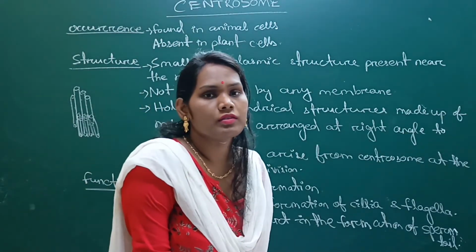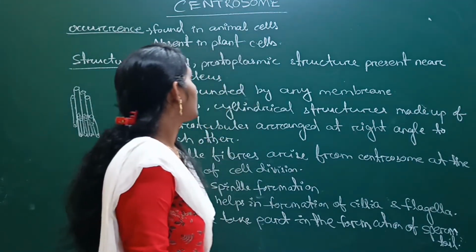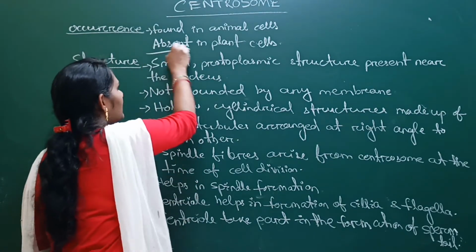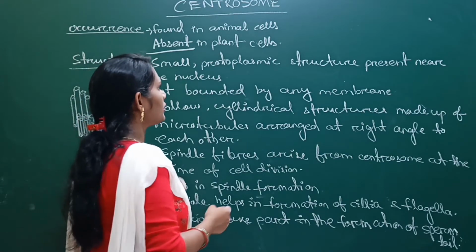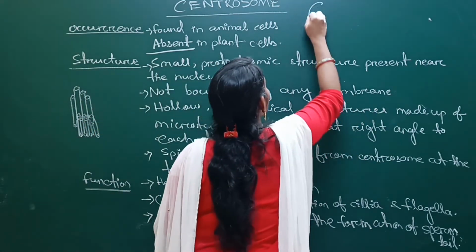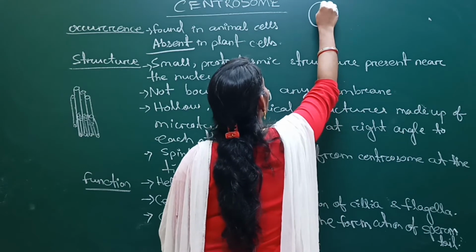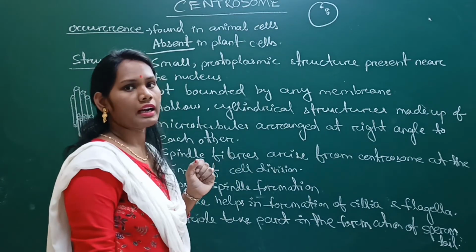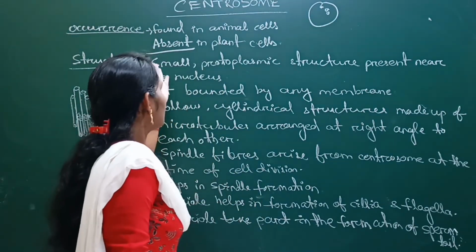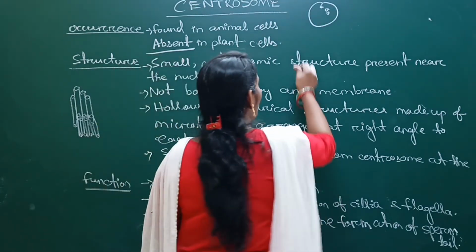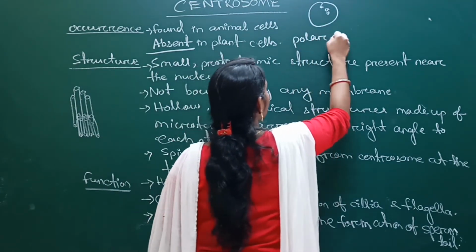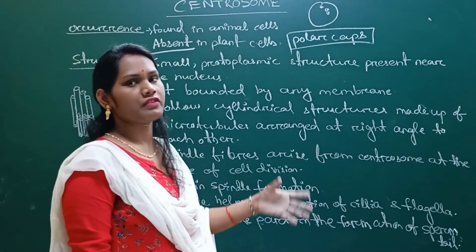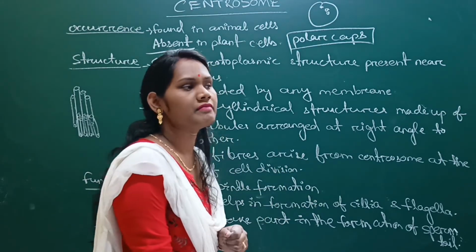So let's discuss another cellular organelle, and that is the centrosome. The centrosome is found in animal cells and it is absent in plant cells. During cell division, this centrosome divides into two centrioles. So the centrosome plays a major role at the time of cell division, but in plant cells, polar caps are present instead of the centrosome, which perform the function of the centrosome at the time of cell division.